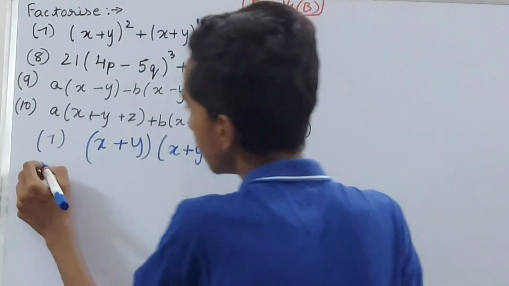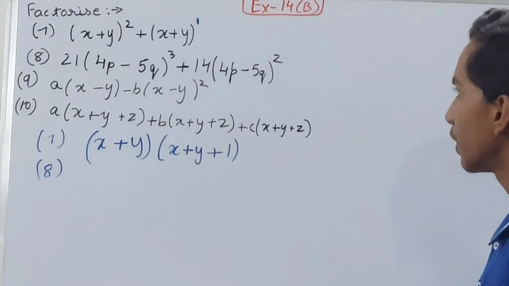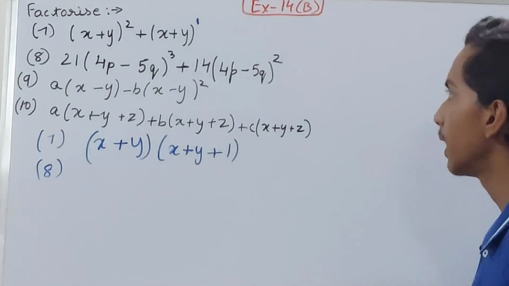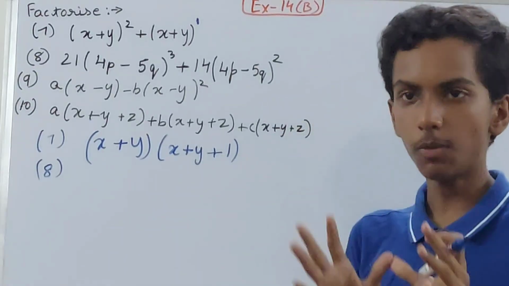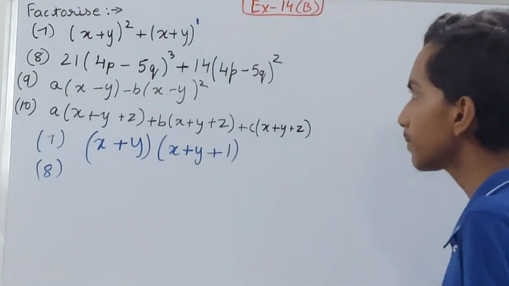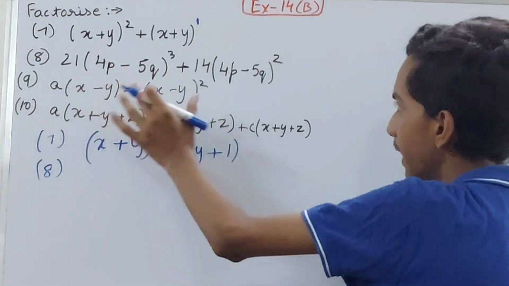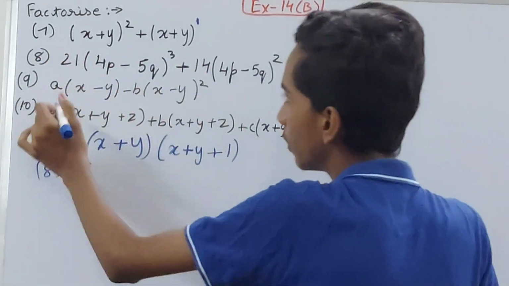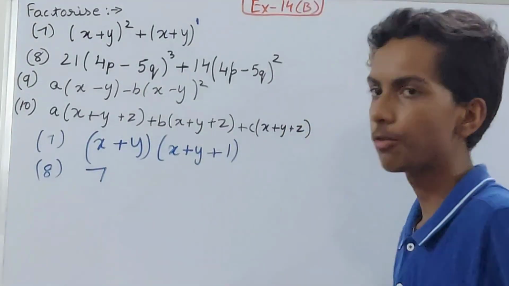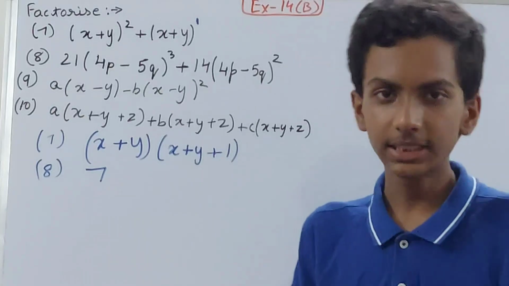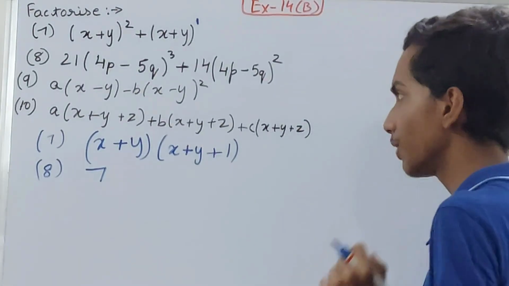Then part 8, 21 into 4p minus 5q whole cube plus 14 into 4p minus 5q whole square. Same thing here also. Now here we will take common as an entire term also and a constant also. Basically you will take the numbers, these variables inside the bracket also and the variables outside the bracket also. 21 and 14 here I have, so I will take 7 common in 21 and 14. Their highest common factor is 7, right? 7 will cancel 14 2 times, 7 will cancel 21 3 times, so I will take 7 common first thing.